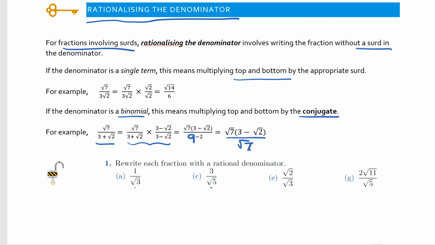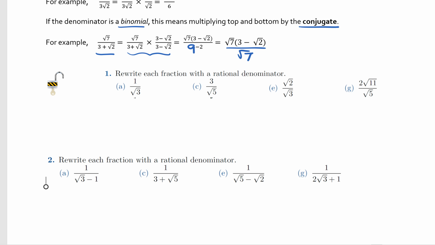So let's quickly go through these examples. I won't do all of these because I'm lazy, but just enough to get us through. So 3 on root 5, that means I'll multiply top and bottom by root 5. So that becomes 3 root 5 on 5. And this one over here, again, multiply top and bottom by root 5. So I get 2 times root 11 by root 5, so that's 2 root 55 over 5.